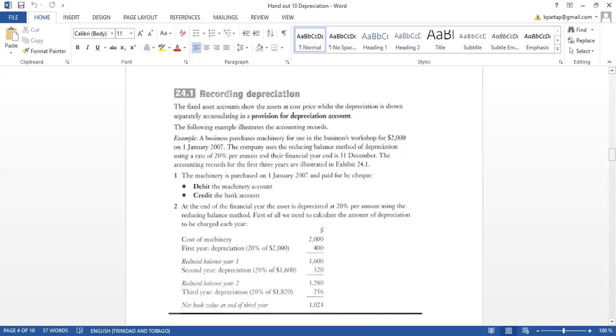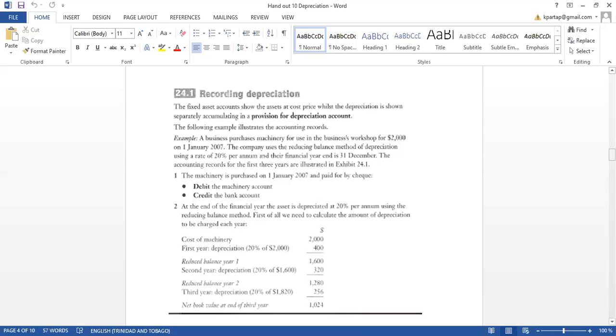So your T accounting with depreciation is laid out here nicely in terms of the different steps to record it. So the fixed asset accounts show the assets at cost price, whilst the depreciation is shown separately, accumulating in a provision for depreciation account, which means when we buy a machine, we purchase the machine for a cost. The normal double entry for that will be to debit the machinery account and credit the cash account, because if we paid for it cash, we credit the cash account, right? That is normal, that will stay that way, right?